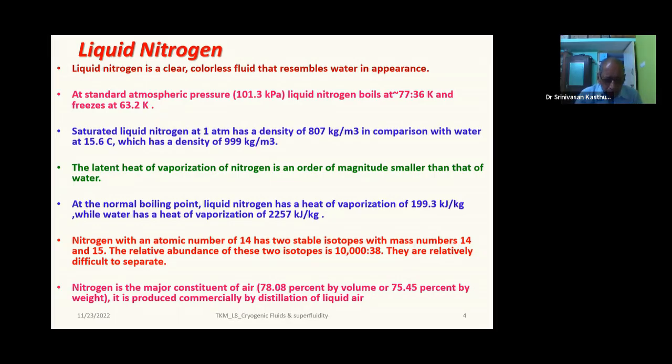Nitrogen is a major constituent of air. Approximately 78.08% by volume or 75.45% by weight is atmospheric nitrogen. You can produce liquid nitrogen by distillation of liquid air. You start with air, convert it to liquid, and the liquid air can be distilled. We have seen the distillation process, and in it you can separate air into its components and you get liquid nitrogen.